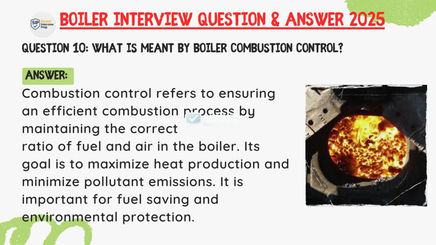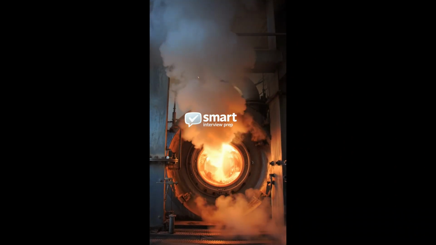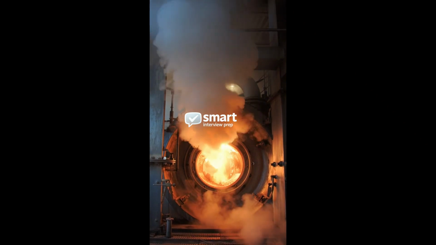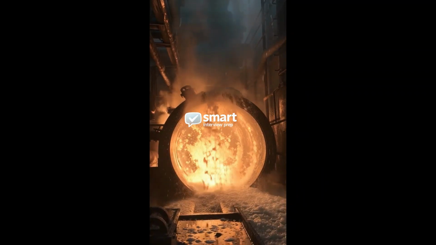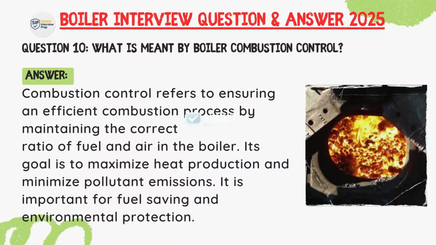Question: What is meant by boiler combustion control? Answer: Combustion control refers to ensuring an efficient combustion process by maintaining the correct ratio of fuel and air in the boiler. Its goal is to maximize heat production and minimize pollutant emissions. It is important for fuel saving and environmental protection.